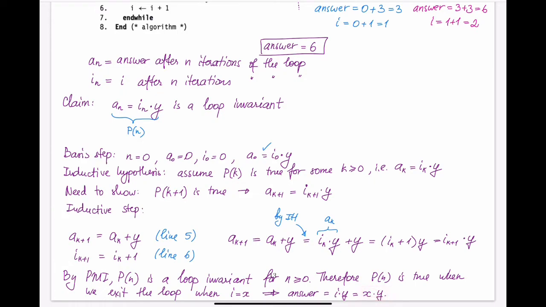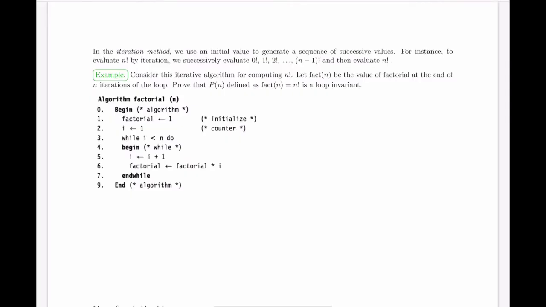So what we have just seen is what we'd normally call an iteration method, where we use some kind of initial value. So in the previous problem, it was answer being set to 0 and I being set to 0. And then we use it to generate a sequence of successive values. So in our last case, it was 3, and then 3 plus 3, so 6. And if I was multiplying 3 by a larger number, I would keep adding 3 to itself until I've added enough times to produce a multiplication.